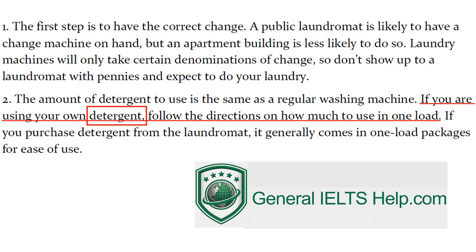When I look at the article, this is coming from the third paragraph. If you are using your own detergent, follow the directions on how much to use in one load. In the article, it says follow the directions. In the question, it says read the directions. This is an example of paraphrasing using an expression because when we say follow the directions, this is an expression, which means read the directions and do what they say.